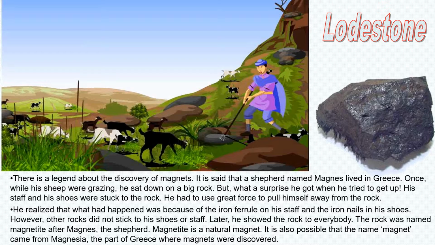Okay, so I hope the story is clear how the magnet came into existence, and it was already there. Nobody has made it. It is a naturally occurring thing, and it was this shepherd Magnus who discovered the stone and showed it to other people, and people learned about that, and now we are using it on a large scale.